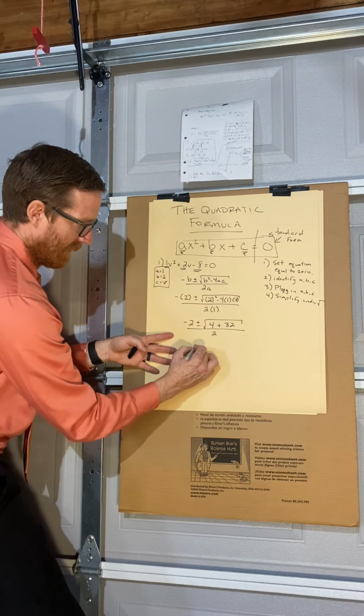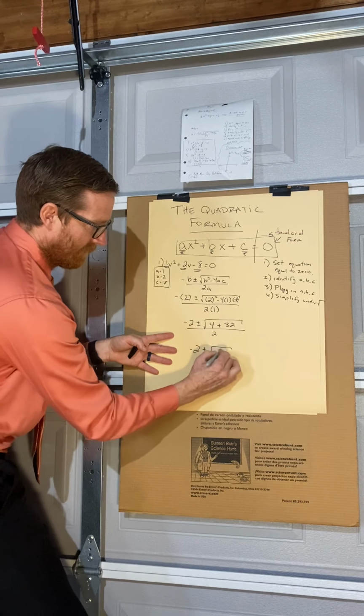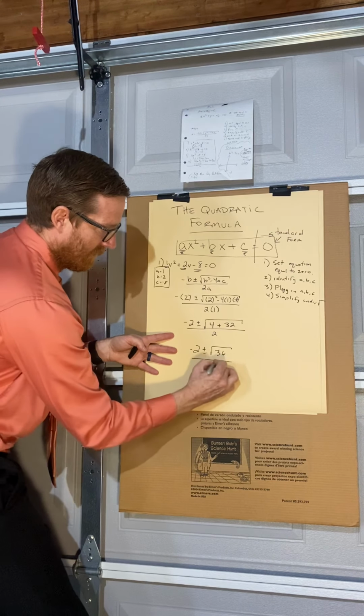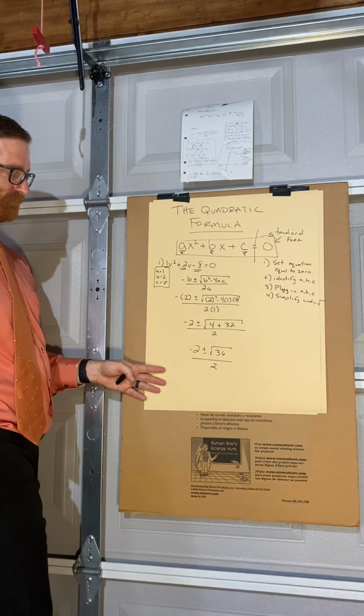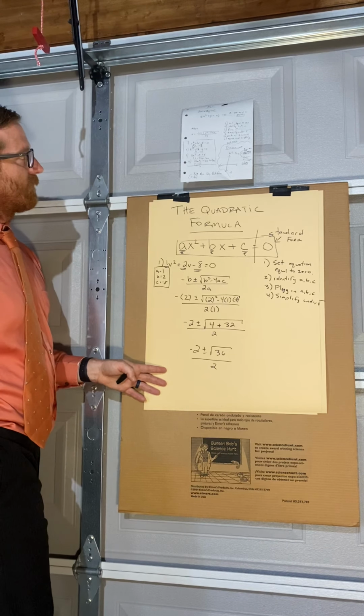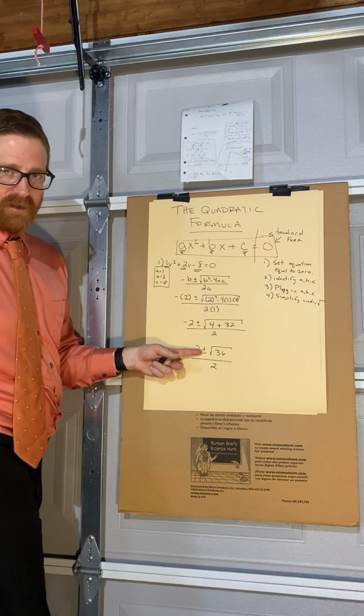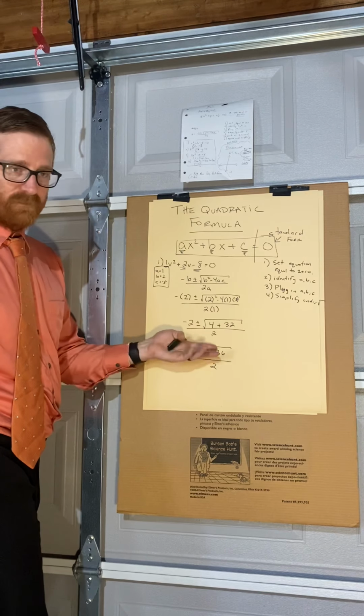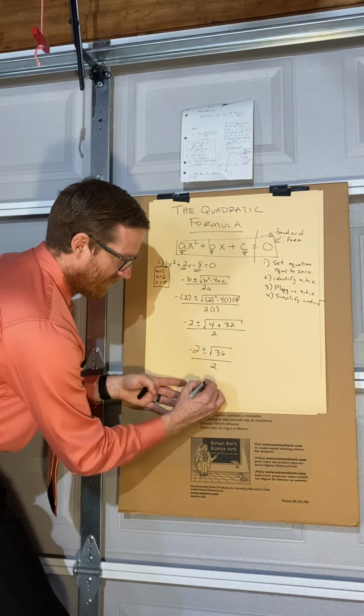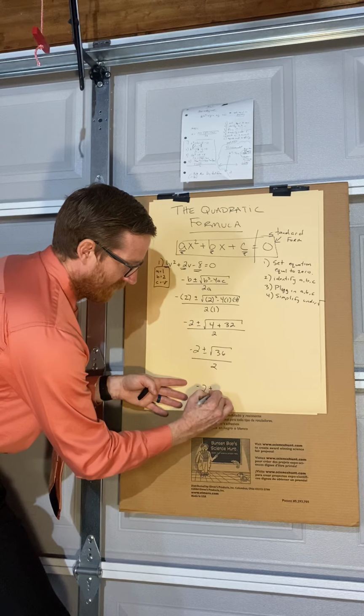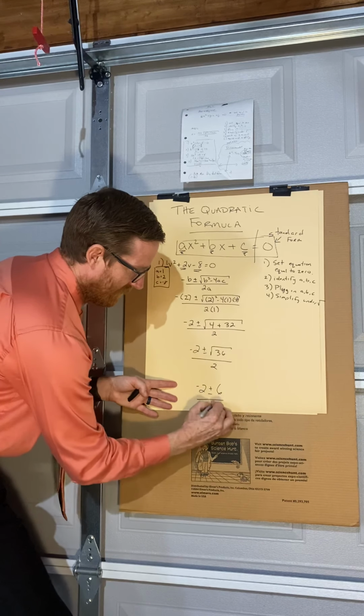I'm still going to make that a negative 2 plus or minus square root of 36 all over 2, right? And then we start to separate this plus or minus. That's going to be a 6. Square root of 36 is 6. So right now I have this. I have negative 2 plus or minus 6 over 2.